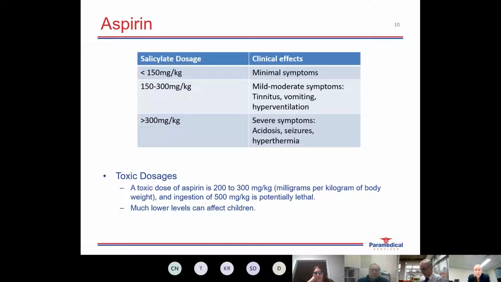We're starting to see toxic levels in this patient. So a toxic dose of aspirin is 200 to 300 milligrams per kilo, and that's per kilo of body weight. And a lethal dose is anywhere of about 500 milligrams per kilo, and this is considered potentially lethal. This is where we start talking about overdoses in patients. Of course, with children, much lower levels can affect a child. So those toxic dose measurements are for adults, and we must consider lower doses for children.